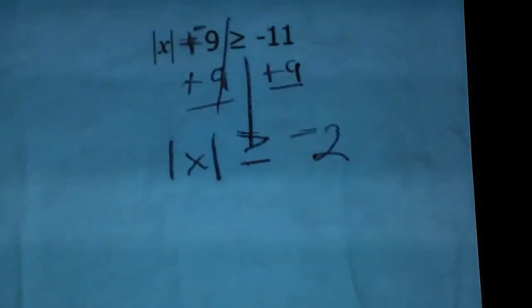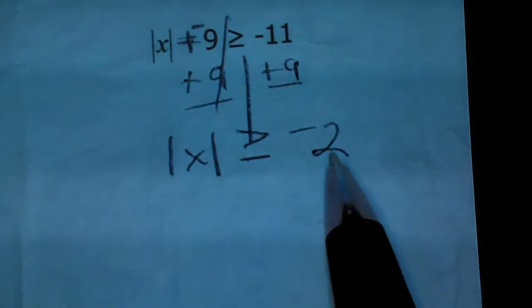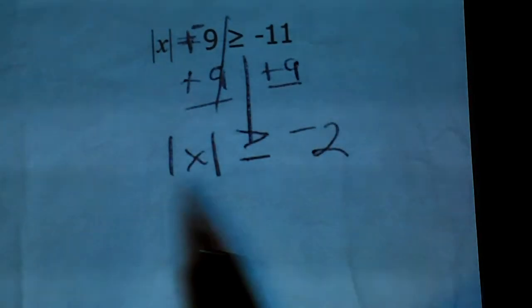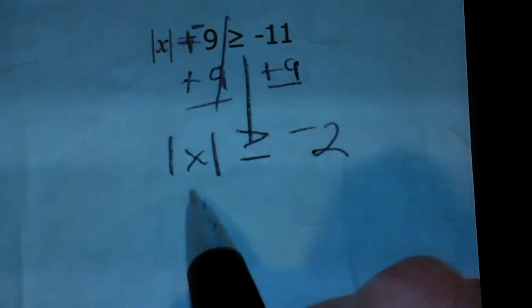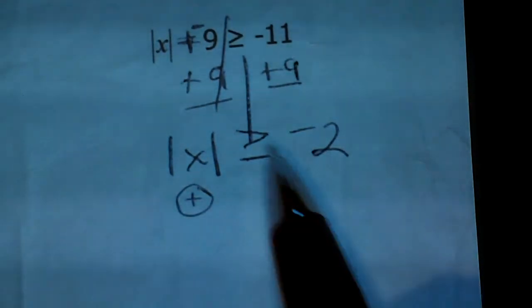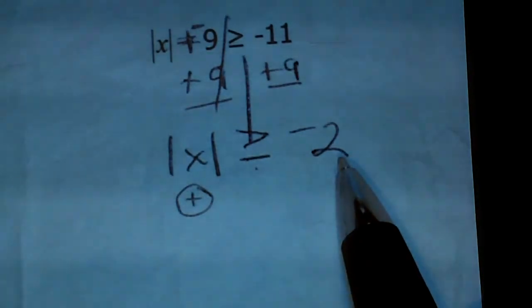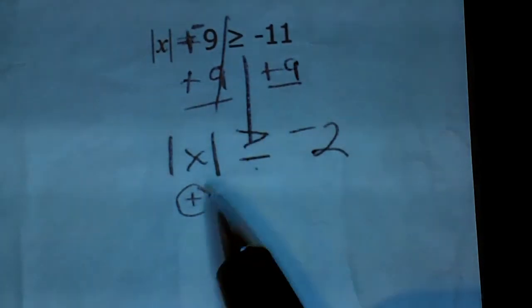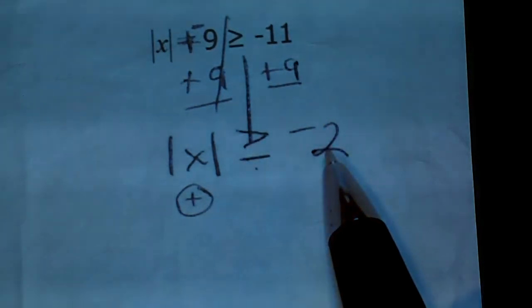So again, I'm left here with an absolute value statement and a negative number on this side. I know an absolute value can't be equal to a negative number. This is always going to be positive. But this means that either one can be true. So it doesn't have to be equal to negative 2. It can be greater than as well. Will a positive number always be greater than a negative 2?